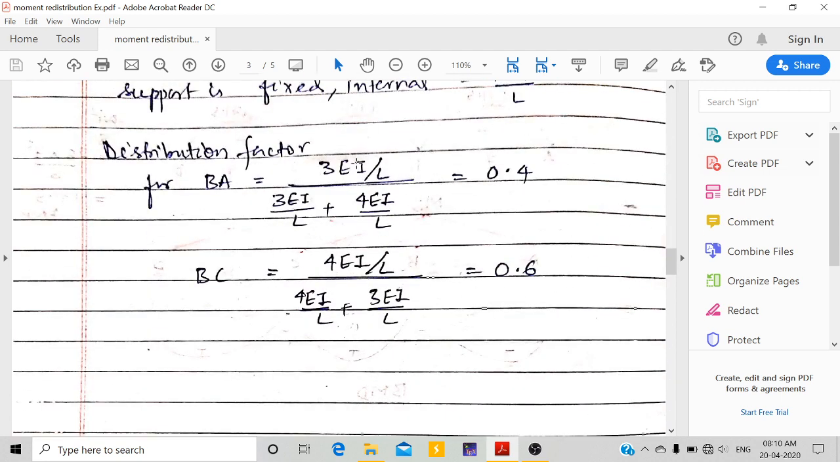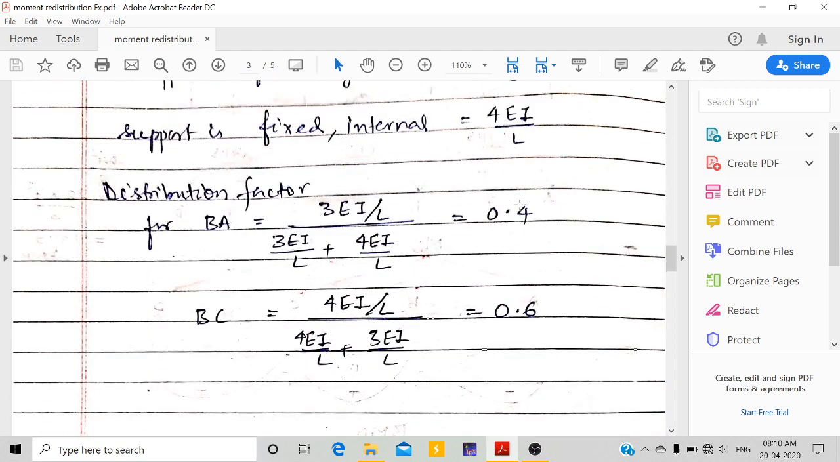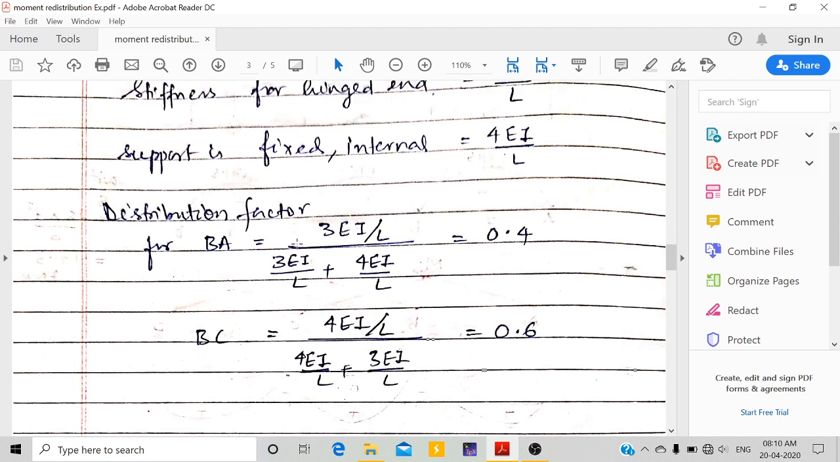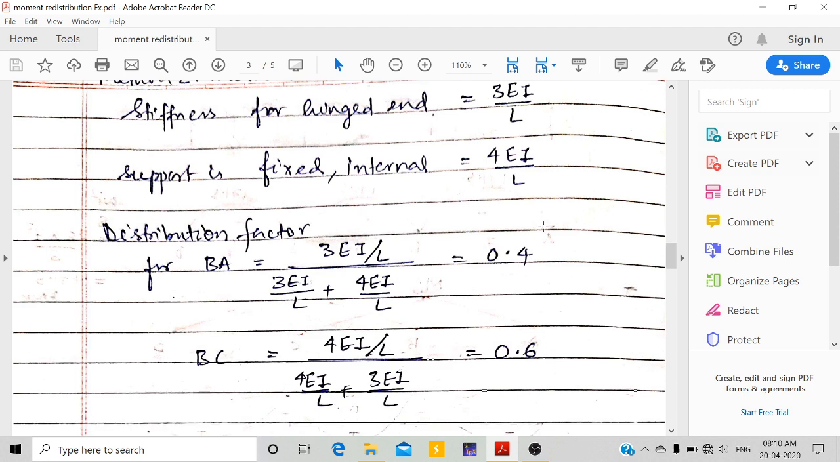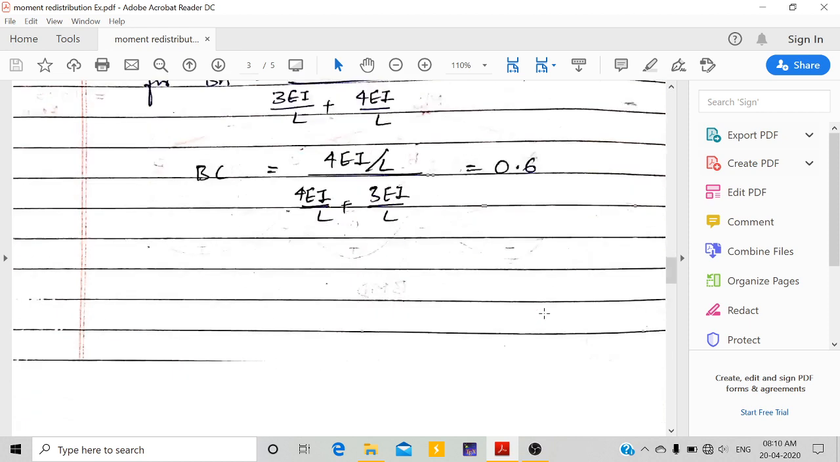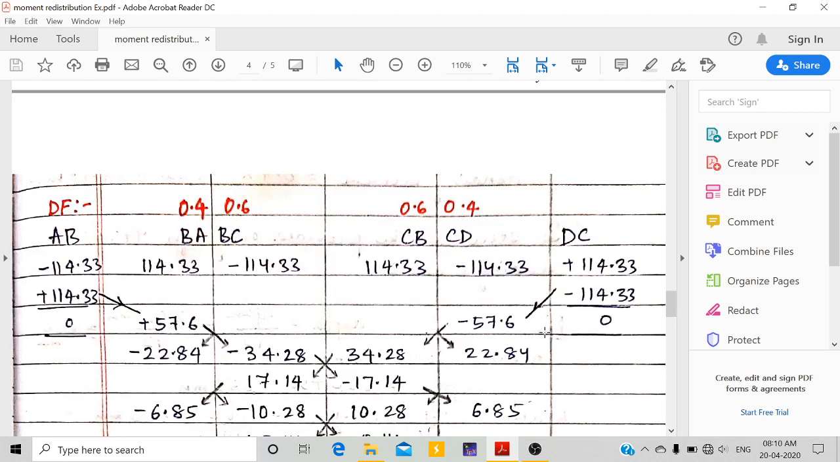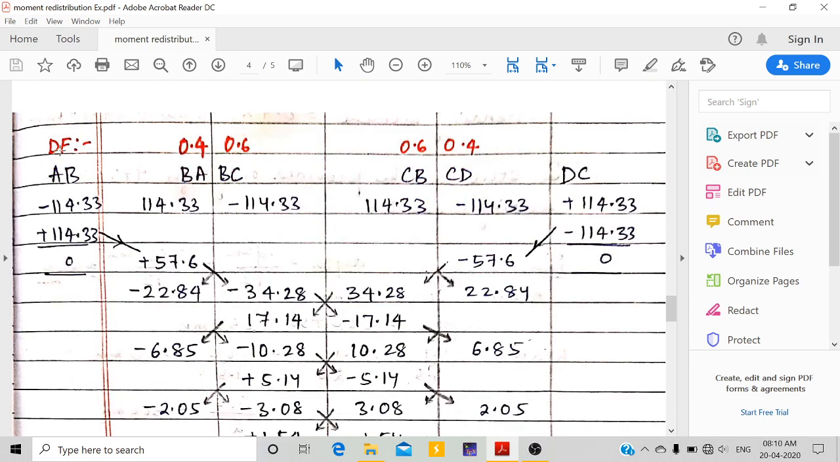So I am going to calculate the distribution factor. So BA, 3EI by L by summation of all the stiffness; for BC, 4EI by L. Okay, because A is hinged, so 3EI by L. For here the C is internal support, so 4EI by L. So we got 0.4, 0.6. Similarly for support C also. Now the distribution factor is for B 0.4, 0.6, for C 0.6, 0.4. Okay, DC. So these are the spans I have written: AB, BA, BC, CB, CD, DC.